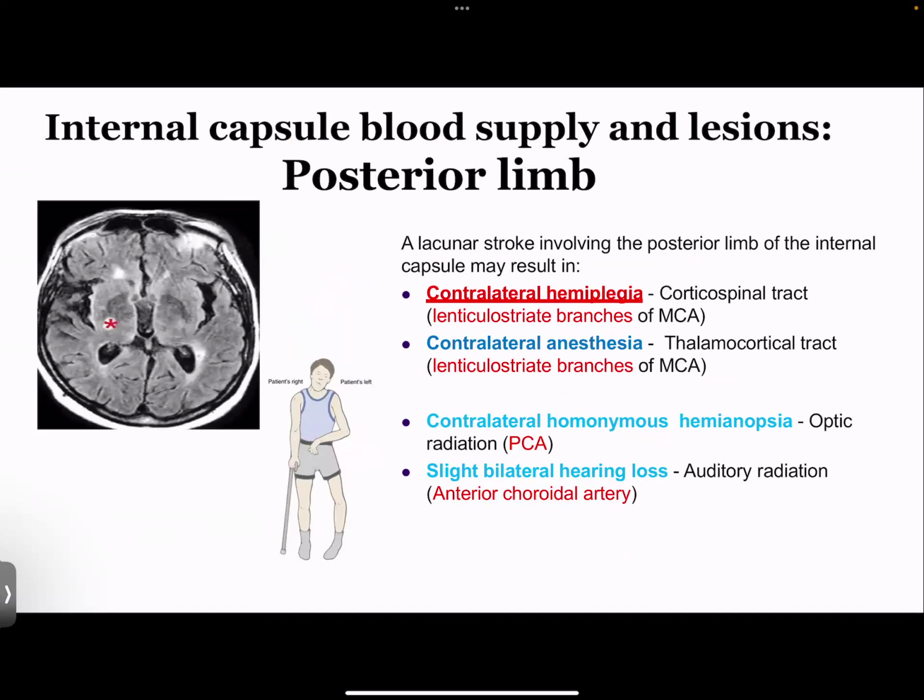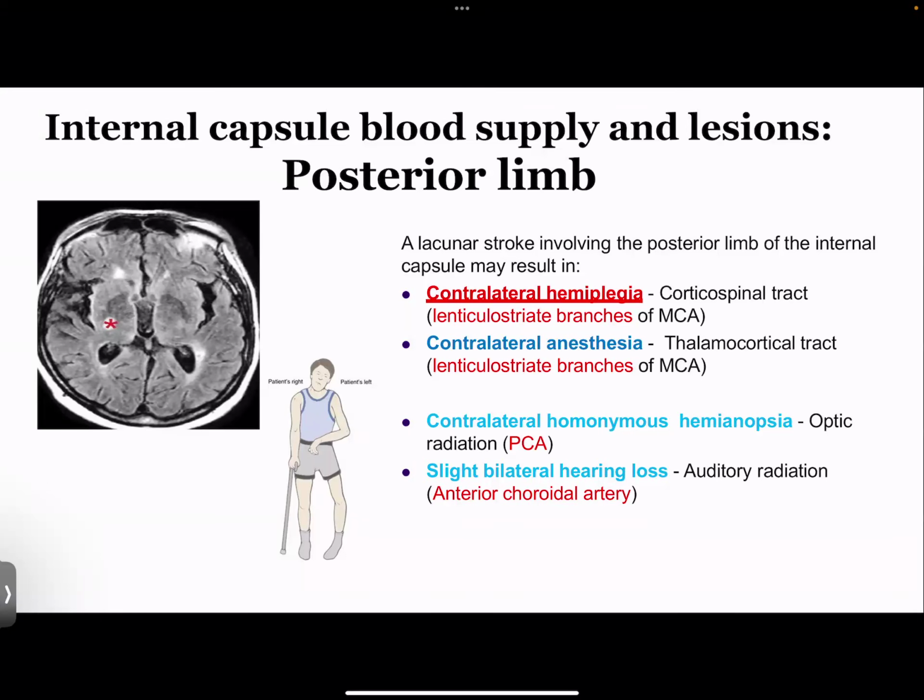And you actually see that here. So what happens is we have a lacunar stroke in the posterior limb of the internal capsule. We're going to have contralateral hemiplegia, meaning half of the body is not going to work anymore. They're going to have muscle weakness, atrophy, everything. They're not going to be able to move. They're going to have contralateral anesthesia, so they're not going to be able to sense anything on the same side as the hemiplegia.